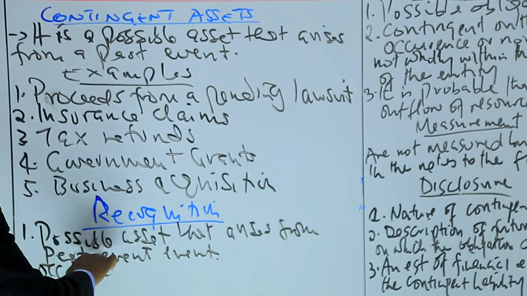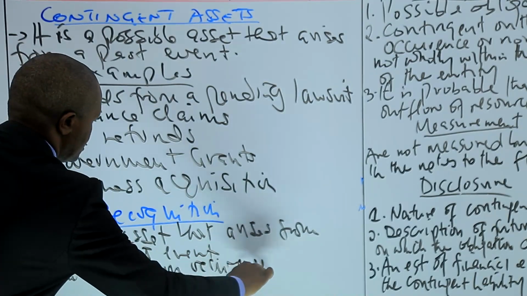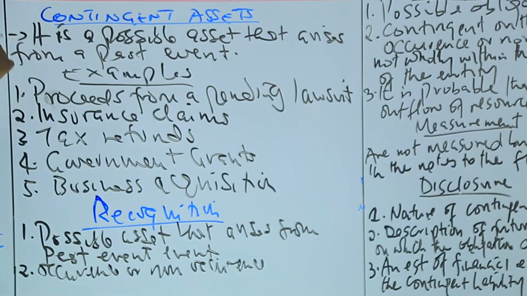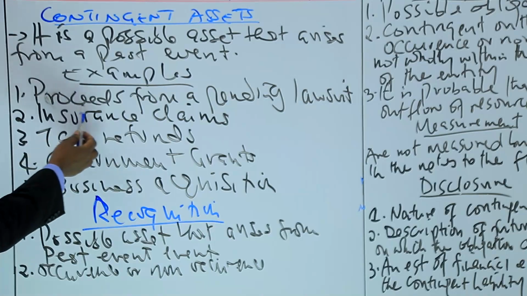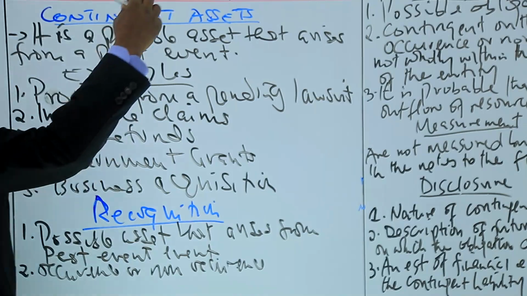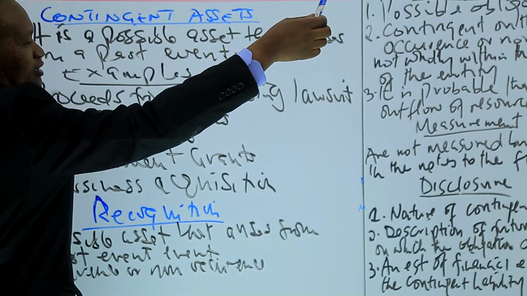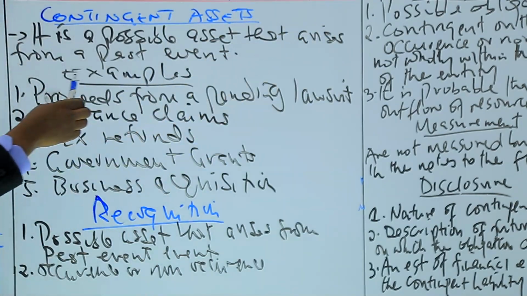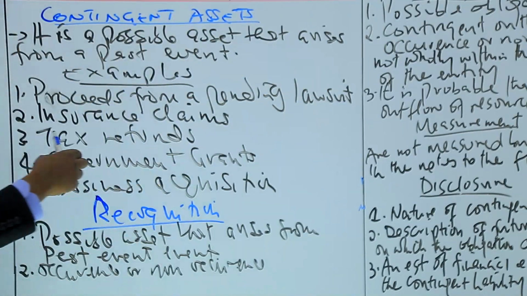The existence of the asset will be confirmed only by the occurrence or non-occurrence of one or more uncertain future events. For example, proceeds from a pending lawsuit. The proceeds from a pending lawsuit may occur in future. The company may receive these proceeds in future.